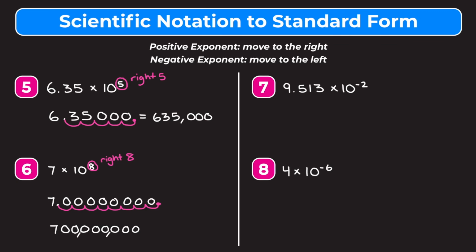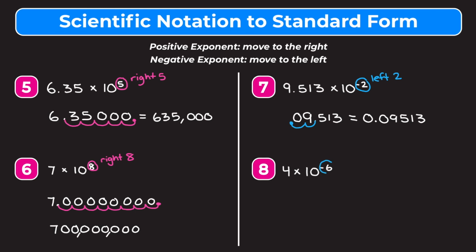Moving on to example 7, we have 9.513 times 10 to the negative second. This time we have a negative exponent, so we're going to the left. So we want to move our decimal point to the left 2 times. I'm going to start by writing 9.513 down here. And I want to move my decimal point 2 places to the left, so it ends up here. I fill in this space with a 0, so I get 0.09513.